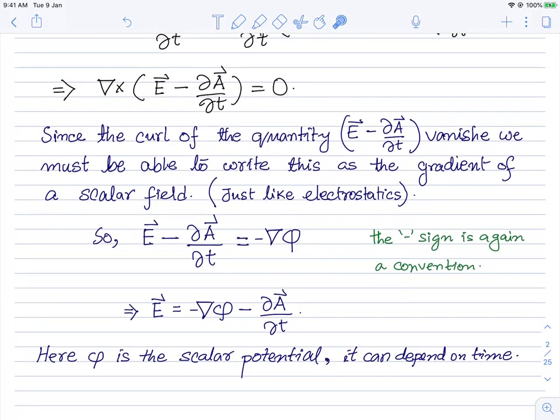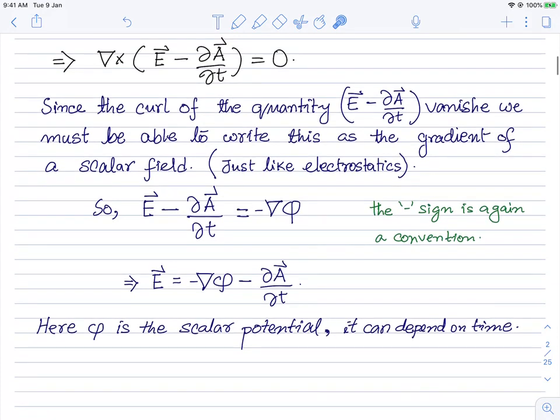Only in electrostatics, because things were time independent, this term was not there, and we didn't talk about any vector potential. But now, because things depend on time, this term will be there, and we will have the electric field expressed in terms of the scalar potential. This is again very similar to electrostatics, but this term is new, because it is this combination which is curl free. Therefore, we can write this combination in terms of the gradient of a scalar field.